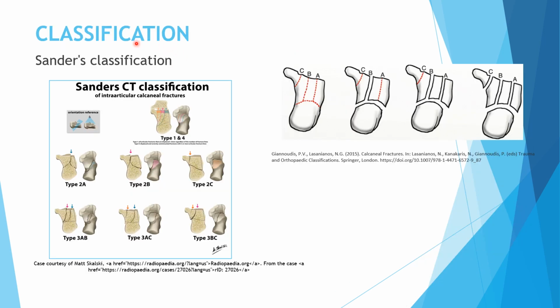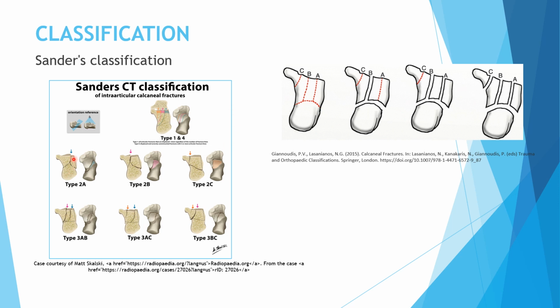So the more common classification is the Sanders classification. The Sanders classification basically describes the number of displaced fragments. It's based mainly on the CT, especially the coronal CT. The coronal CT will give you how many displaced parts. Sanders 1 is basically a non-displaced fracture. Even if there are fracture lines, if they are non-displaced, this will be considered type 1.